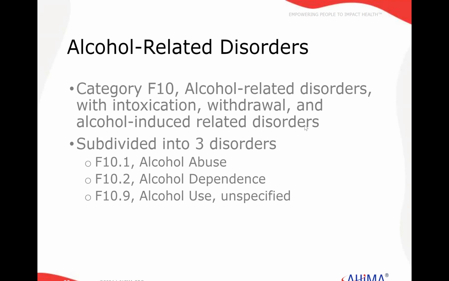Category F10 is the category that covers all alcohol-related disorders. These can be subdivided into with intoxication, withdrawal, alcohol-induced related disorders, and then we have three different kinds, and this is a very important point here. F10.1 is the subcategory for alcohol abuse, F10.2, alcohol dependence, and F10.9, alcohol use. Please note that abuse, dependence, and use are all mutually exclusive.